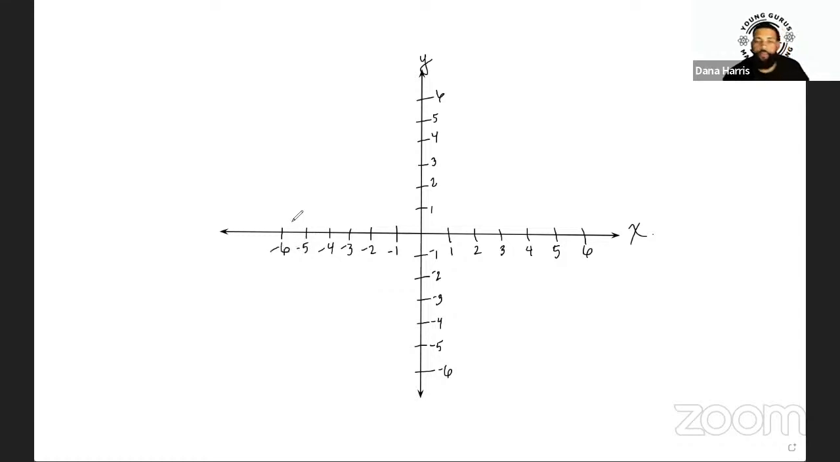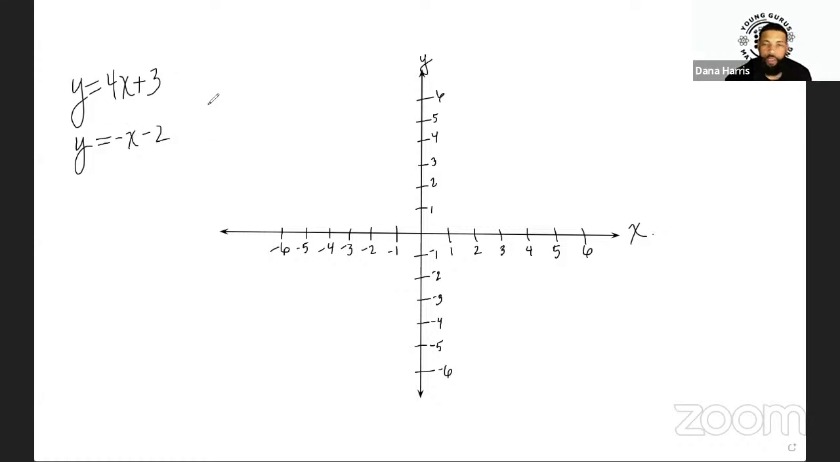Now, for the first system that we want to solve, let's say we have these two equations: y equals 4x plus 3, and y equals negative x minus 2. If we're using the graphing method, then we want to actually graph both of these equations.